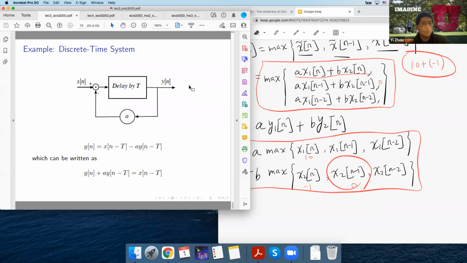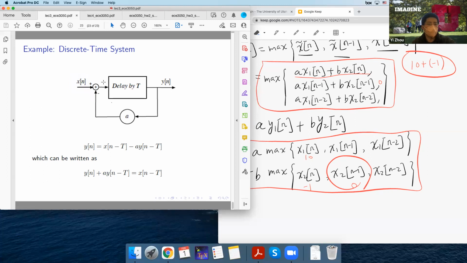For example, such a feedback system usually corresponds to a difference equation. Now we can look at this system diagram. We have input x[n], and there's a feedback from the output side. So the output is fed back to the input. The output is first scaled by A, and then here is a minus sign.